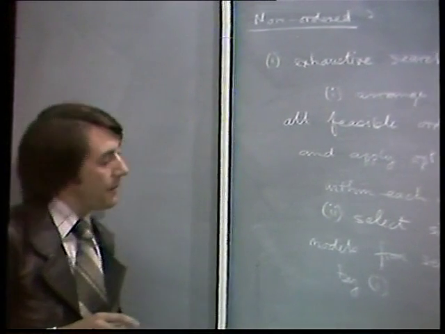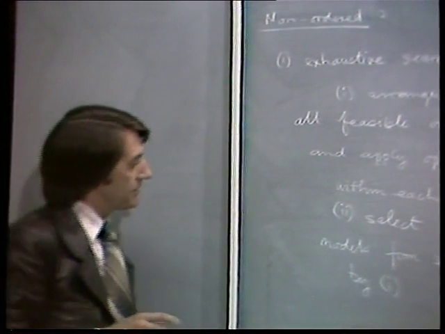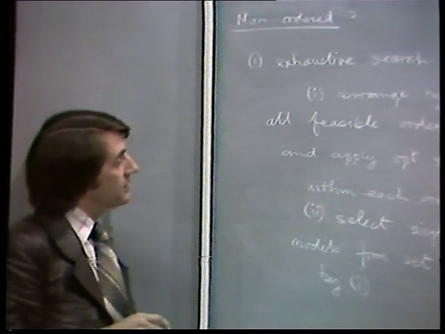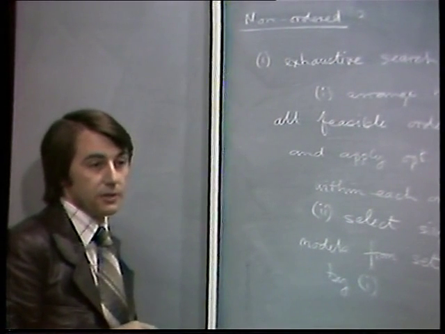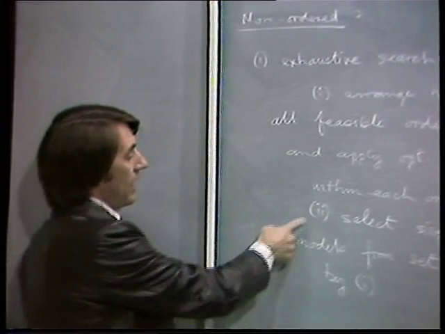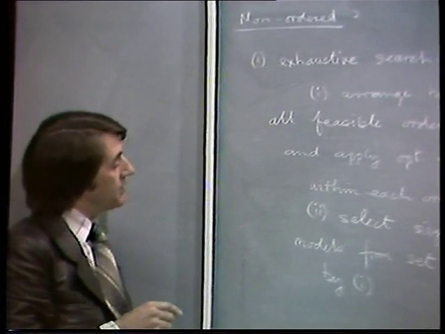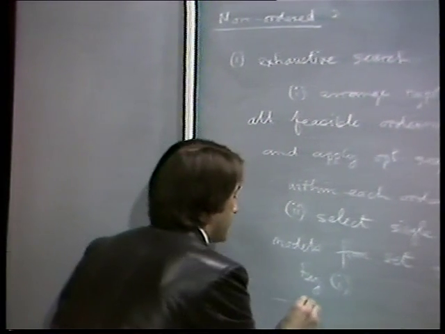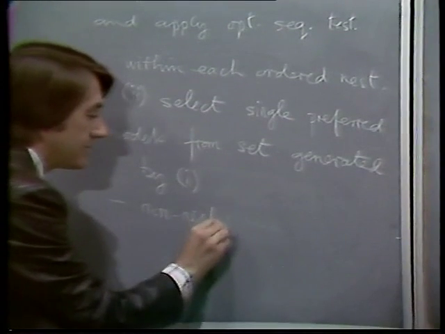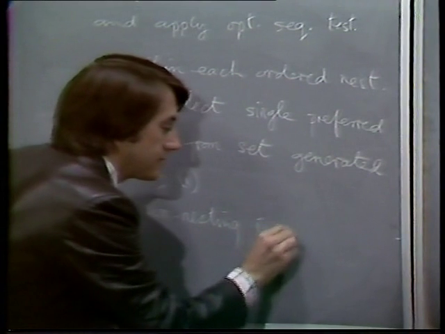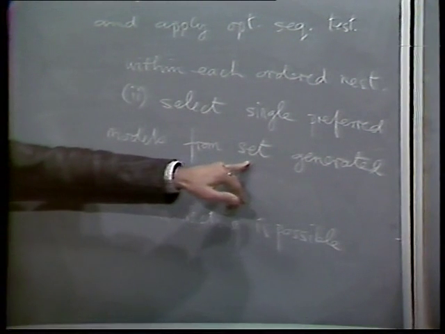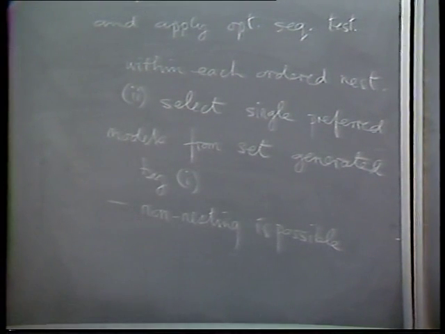At this second stage, a complication that can arise is that the hypotheses in the set of preferred models from each of the nests in stage 1 may not be nested within each other. So at stage 2, we may have to use procedures for discriminating between non-nested hypotheses. So non-nesting is possible among the hypotheses in the set, and so we might have to use procedures for discriminating between non-nested hypotheses.